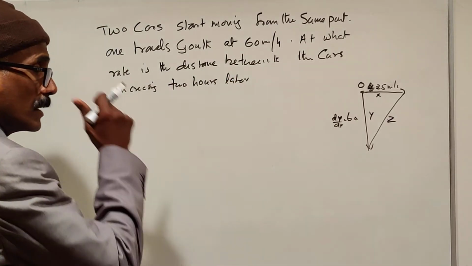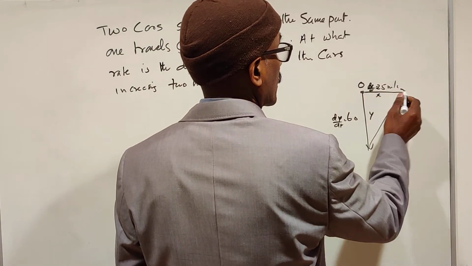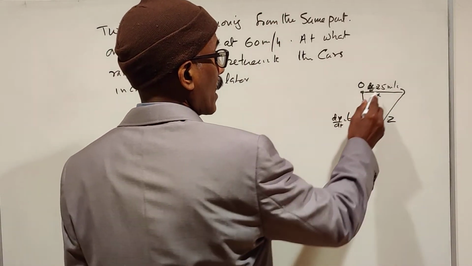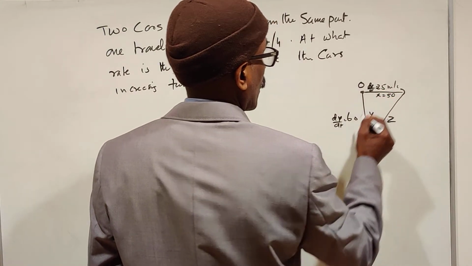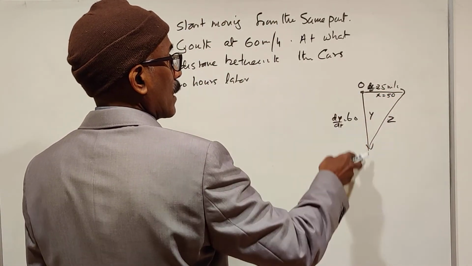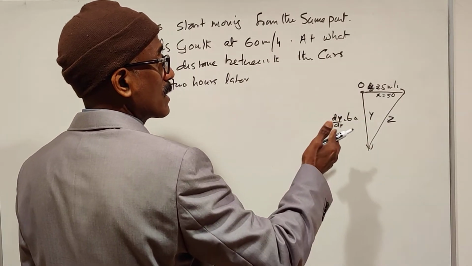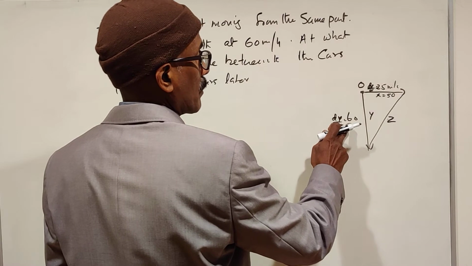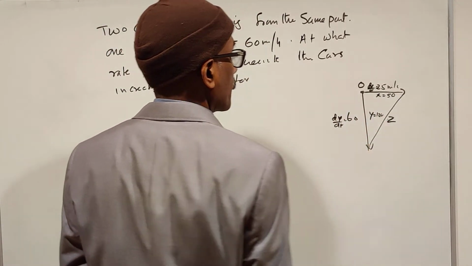Okay, 2 hours later, what distance does the car in the x direction travel? In 1 hour it travels 25 miles, so in 2 hours 50 miles, x is equal to 50. The second car, in the y direction, after 2 hours, how much does it travel? 1 hour 60 miles, so 2 hours 120 miles, right?